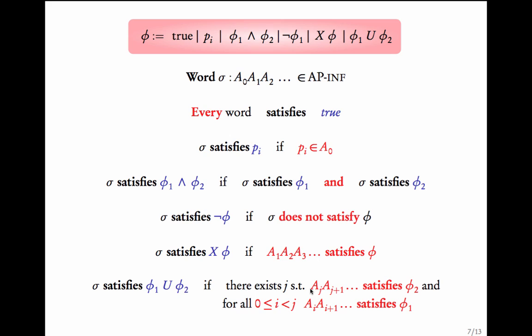There should be some point j such that the word a(j+1), when you cut sigma, you find j and you look at the rest of the word a(j+1) and so on, that word should satisfy phi2, and until that point, so a0, a1, a2 till a(j-1), you look at every point here and you look at every word starting from these positions. These words should satisfy phi1.